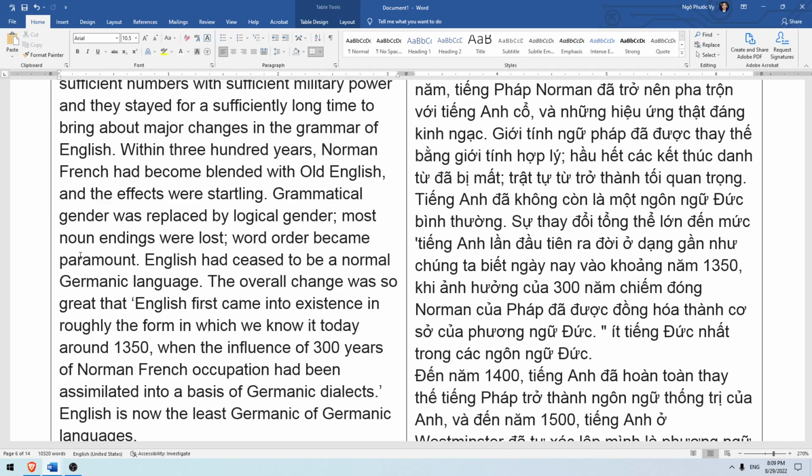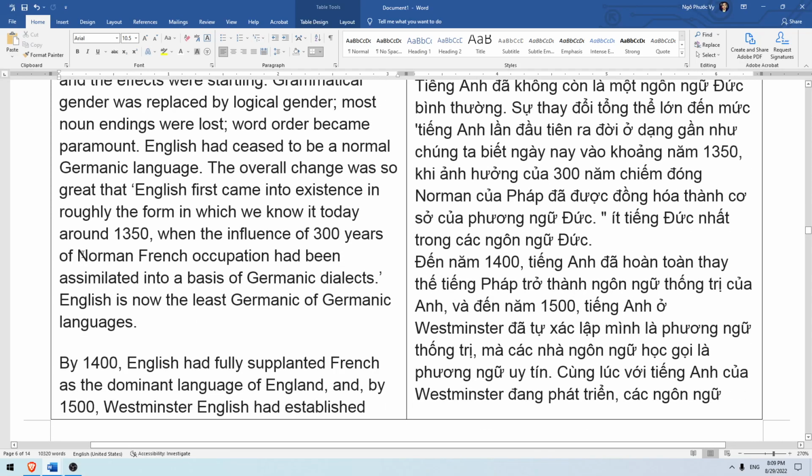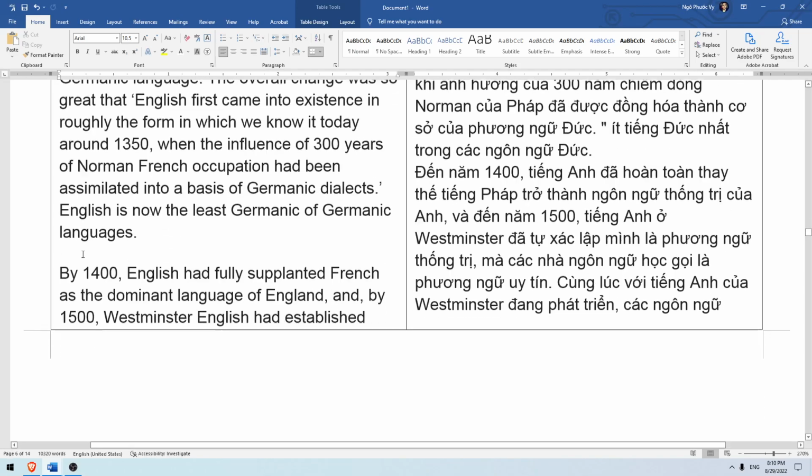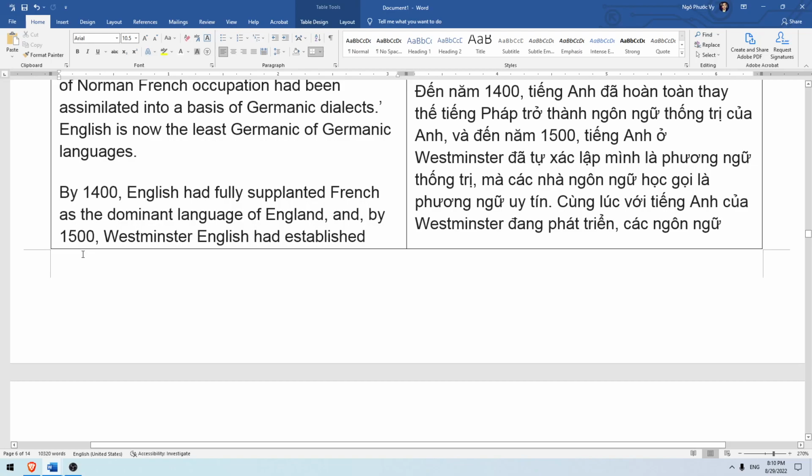Grammatical gender was replaced by logical gender. Most noun endings were lost. Word order became paramount. English had ceased to be a normal Germanic language. The overall change was so great that English first came into existence in roughly the form in which we know it today around 1350, when the influence of 300 years of Norman French occupation had been assimilated into the basis of Germanic dialects. English is now the least Germanic of Germanic languages.